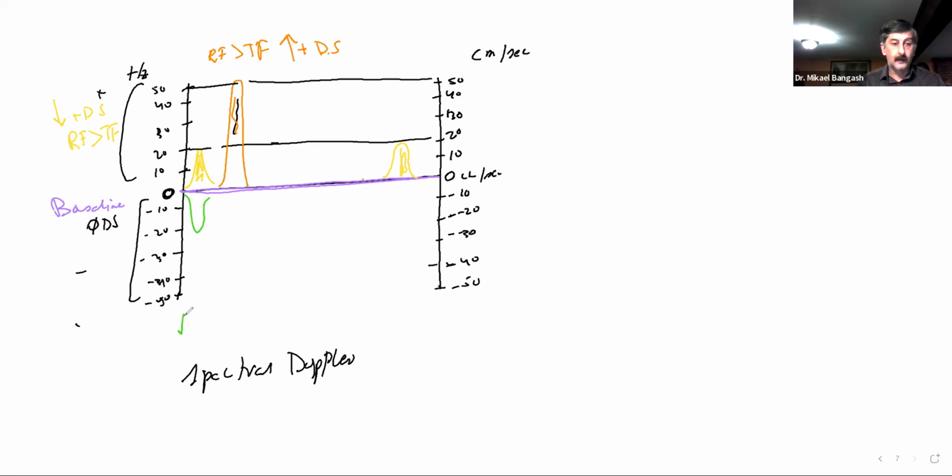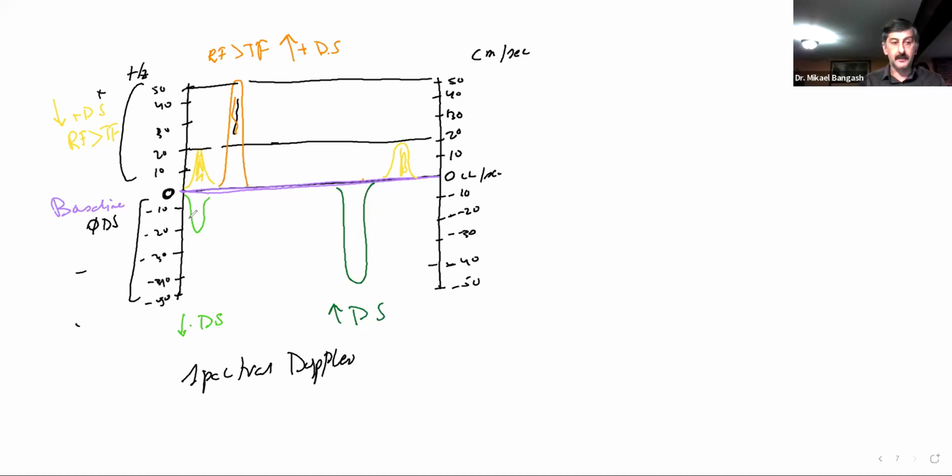That would be a lesser Doppler shift, compared to if we had a greater difference between the two frequencies, which would be a greater Doppler shift. But they are both going to be negative Doppler shifts. Why? Because they are displaying negative Doppler shifts on your system.